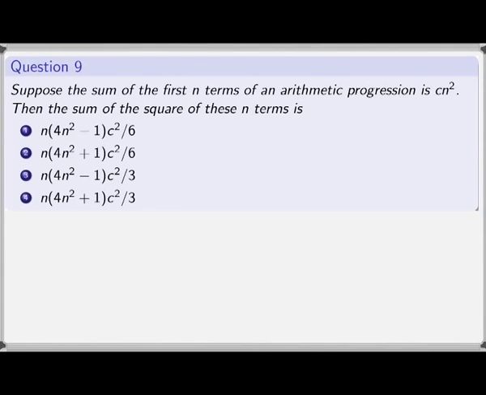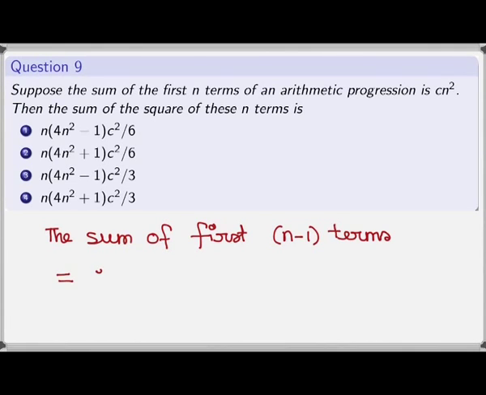This is our question number 9. If the sum of the first n terms of an arithmetic progression is c into n square, then we shall find out the sum of the squares of those n terms. Note that the sum of the first n minus 1 terms of this progression is c into n minus 1 square, because the sum of the first n terms is c into n square.